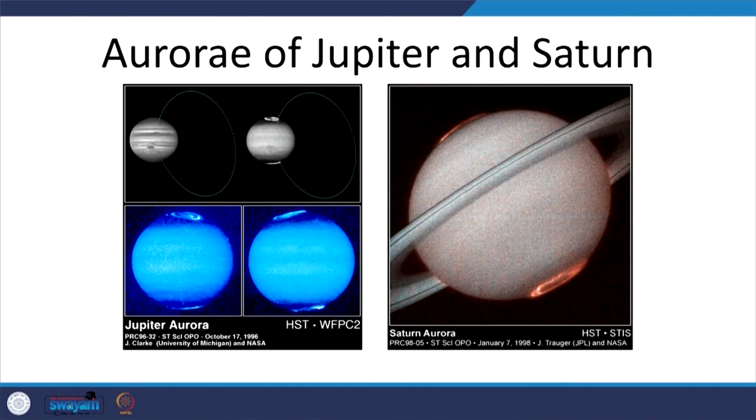So, Jupiter has a very strong magnetic field. So, you see Jupiter has very significant auroral emissions. These emissions are because of the charged particles being guided into the cusp region of the planet. So, this is the reason why we have aurora at the poles, right. This is Saturn and this is the case of Jupiter.